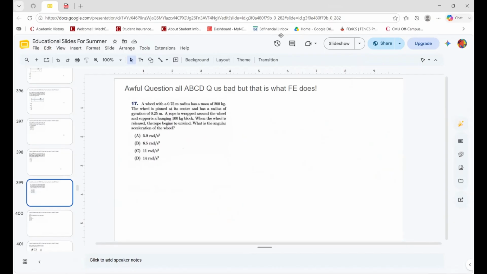Okay, next one. A wheel with radius 0.75 has a mass of 200. The wheel is pinned at the center and the radius of gyration is 0.25. A rope is wrapped around the wheel and supports a hanging 100-kilogram block. When the wheel is released, the rope unwinds. What is the angular acceleration of the wheel?